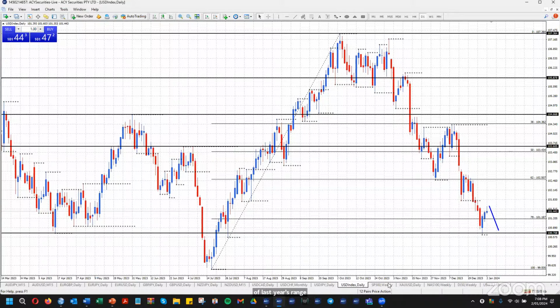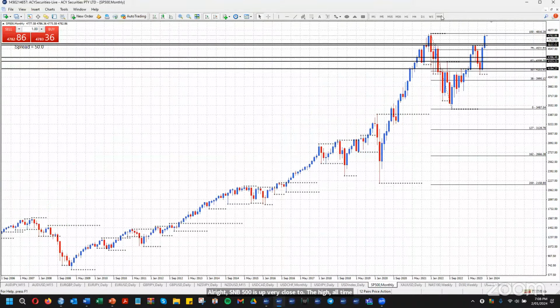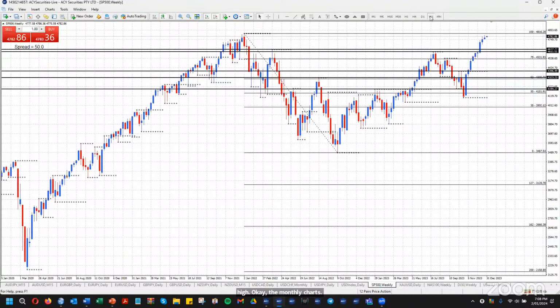All right, S&P 500 is up very close to the all-time high. Go to the monthly charts. Just a little bit short. Now, it could stop and stall before then. It's getting a little bit wicky on these weekly candles.